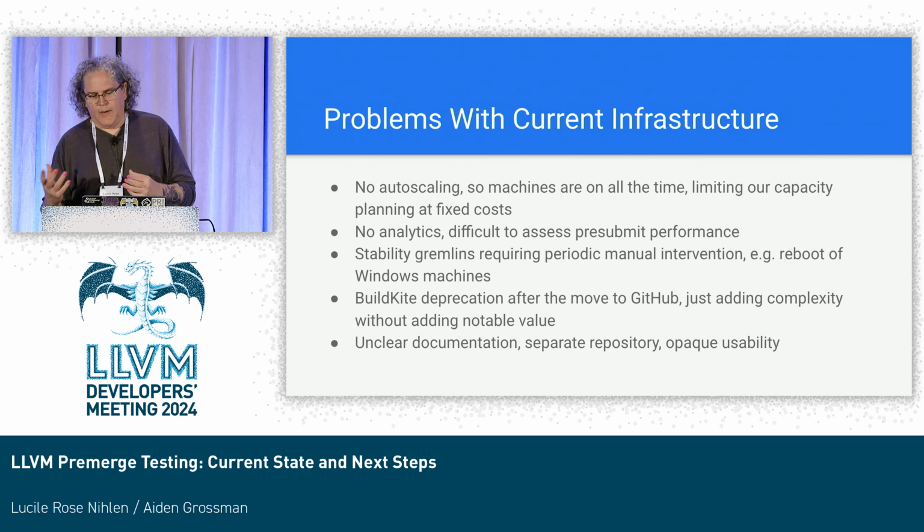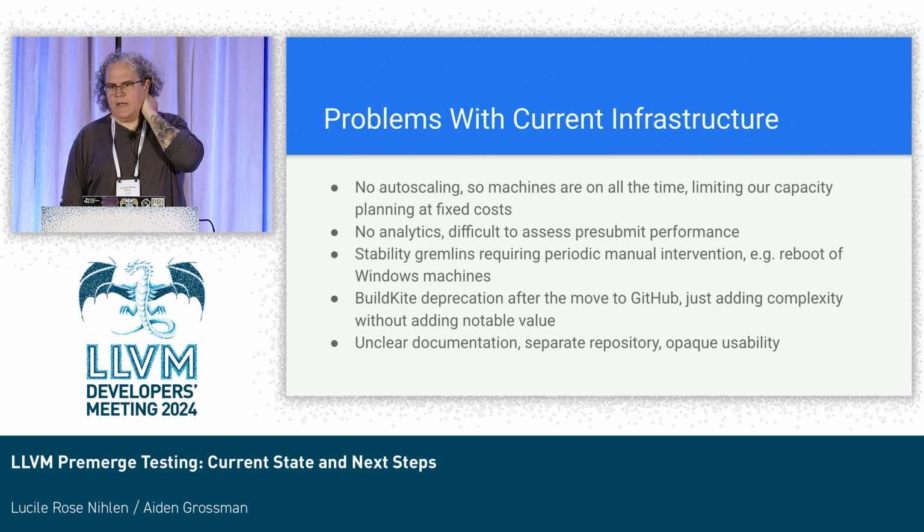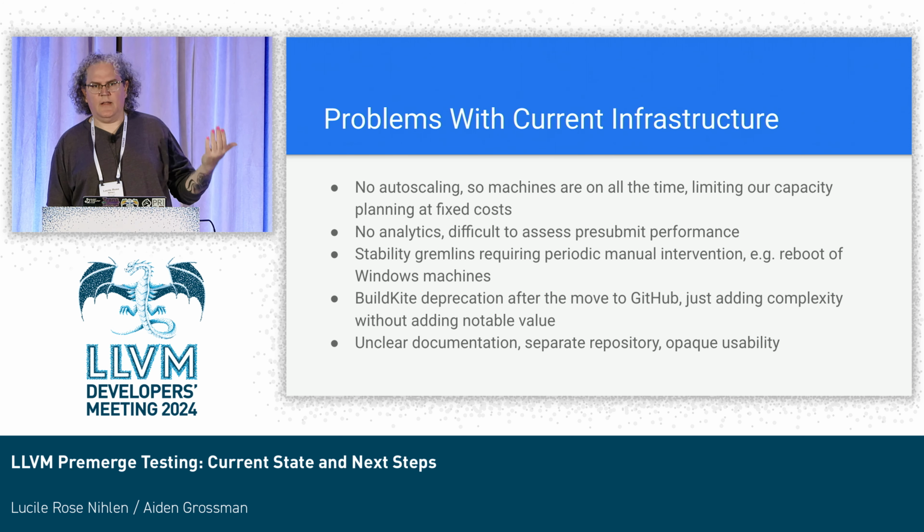And then there's stability gremlins. I think there was an escalation recently to reboot one of the Windows machines. It was just failing a bunch of jobs, so Aiden hopped on and did that very graciously. But it's requiring a lot of manual intervention, right, constantly.